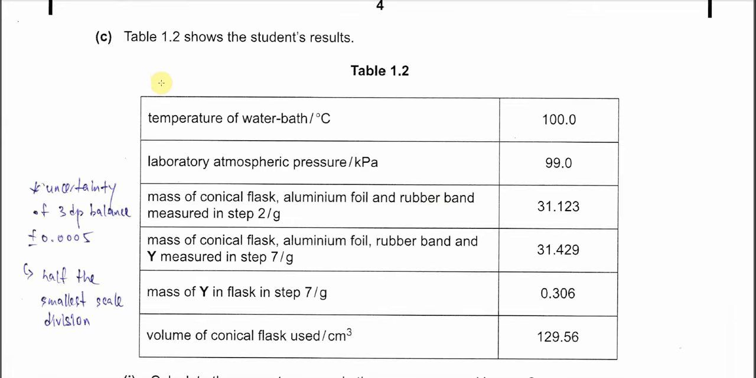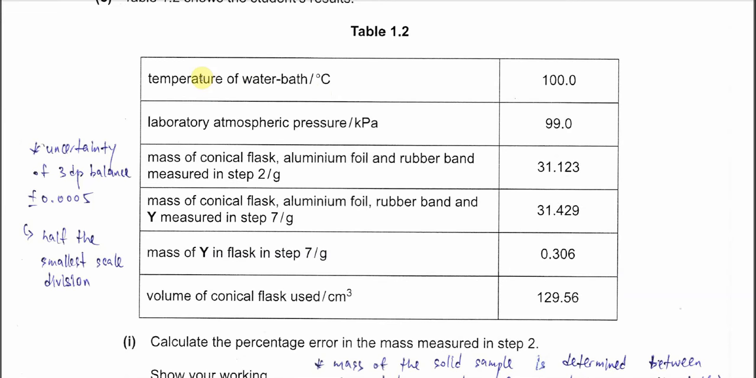Okay, part C. Table 1.2 shows the students' results. We have quite a number of results. Temperature of water bath. The pressure in kilopascals, 99. Okay, this is the mass of the conical flask, aluminum foil, rubber band, measured in step 2. This is important: the mass of the conical flask, aluminum foil, rubber band, and Y measured in step 7. Also very important. We're going to use this one to get the mass of Y in the flask. So you use this one minus this, so you get this in step 7.